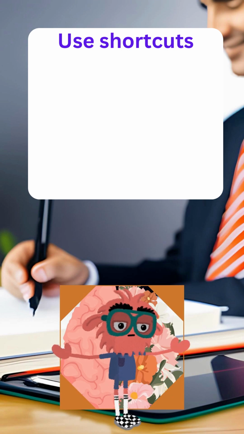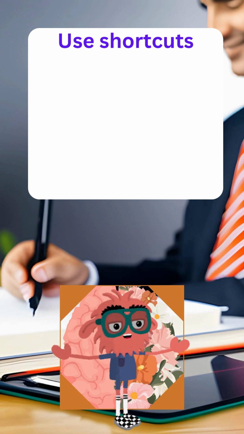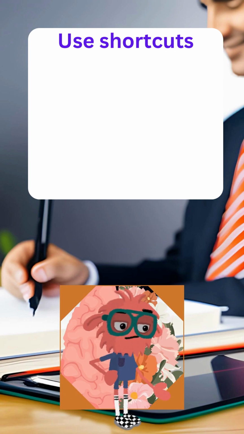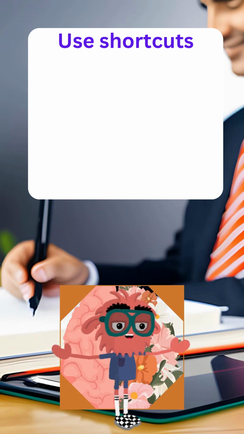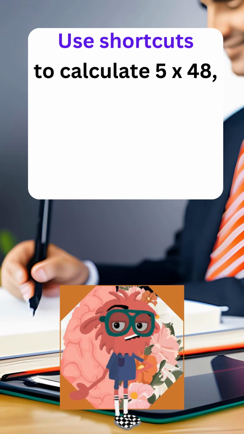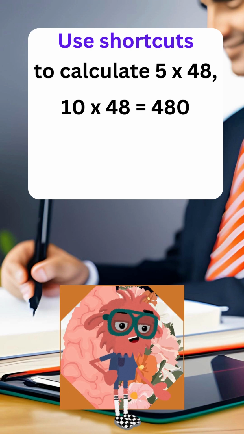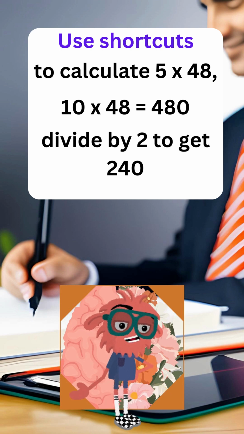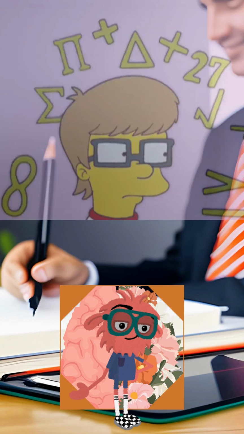Use shortcuts. There are many shortcuts for mental calculations, such as multiplying by 5, which is the same as multiplying by 10 and then dividing by 2. For example, to calculate 5 by 48, you can first calculate 10 times 48 equals 480 and then divide by 2 to get 240.